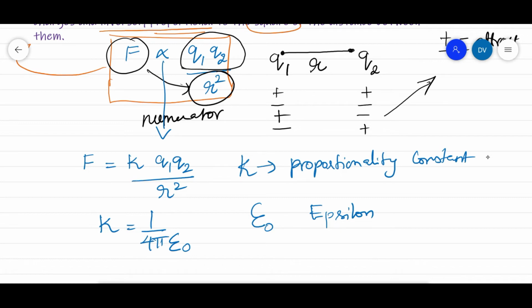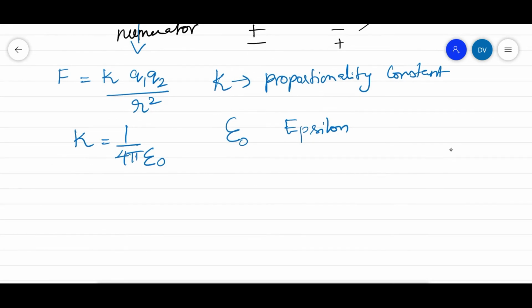Epsilon naught. So what is this epsilon naught? It is nothing but the permittivity of free space. Permittivity of free space. Okay.